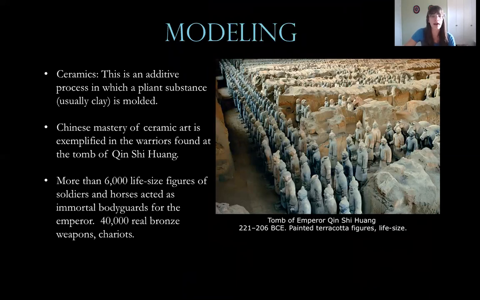Now let's move to China and talk about modeling. Modeling is an additive process, so we're going to look at a couple additive works. This is one of them. This is where you might think of ceramics. Some of you might have taken a ceramics class in high school, where a pliable substance, usually clay, is then molded.